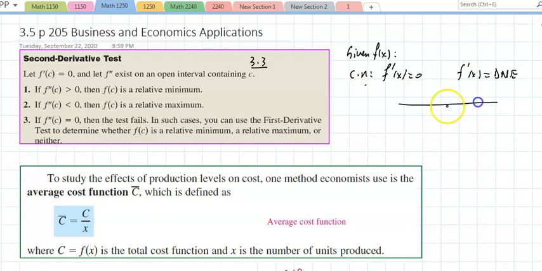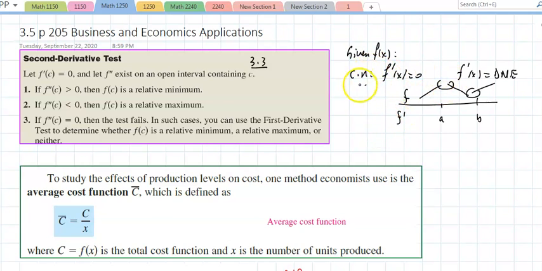I could do my testing, put the critical numbers there. So that's critical number 1, critical number 2, right? And I could do my testing and check where you have a maximum or a minimum. I have an alternative.